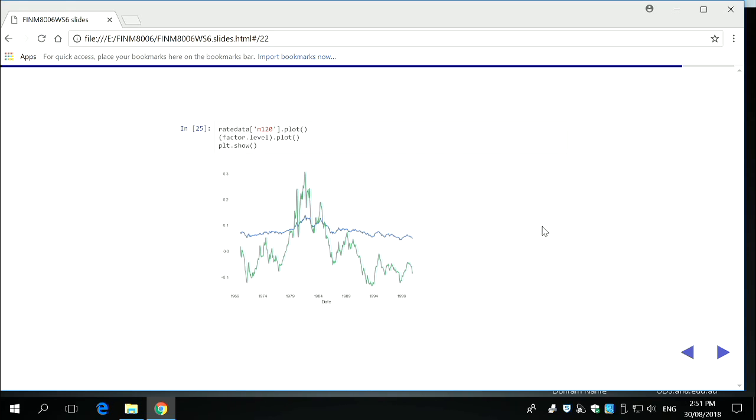So to go further, I can plot this M120. So this is a 10-year curve. This is a long-term yield, right? Again, this level curve is much more volatile, but you can sort of see they are moving in the same direction. Right, so the long-term yields are actually moving with the level curve.